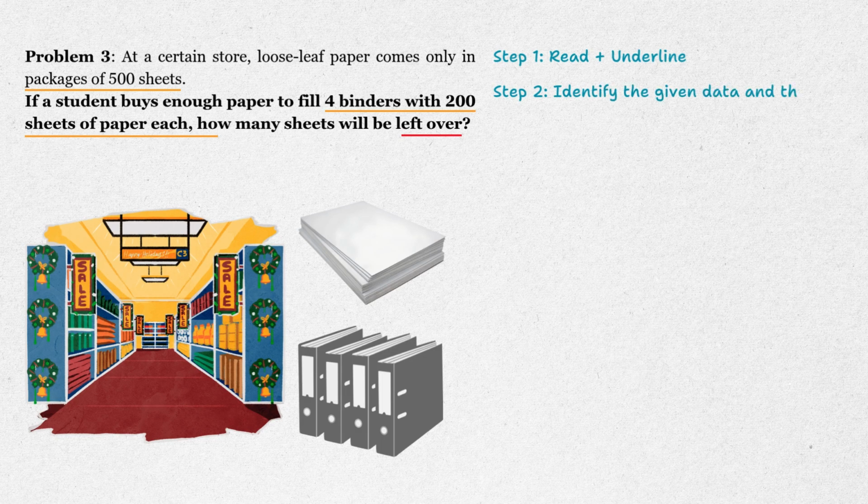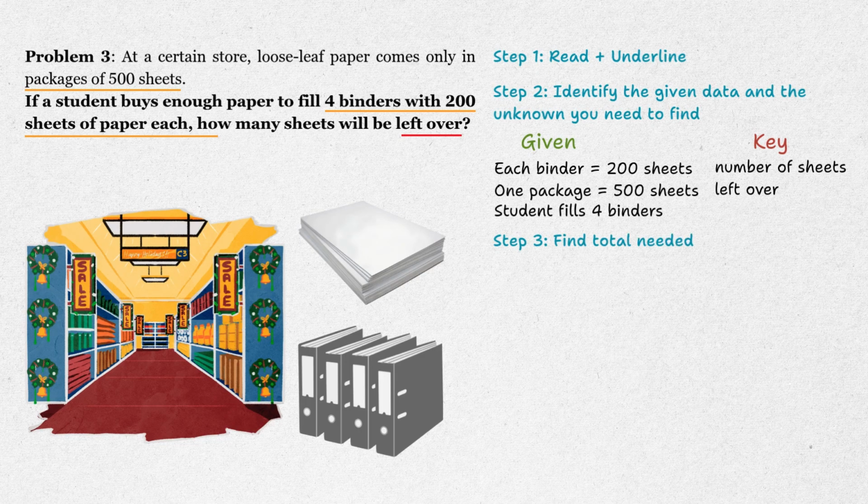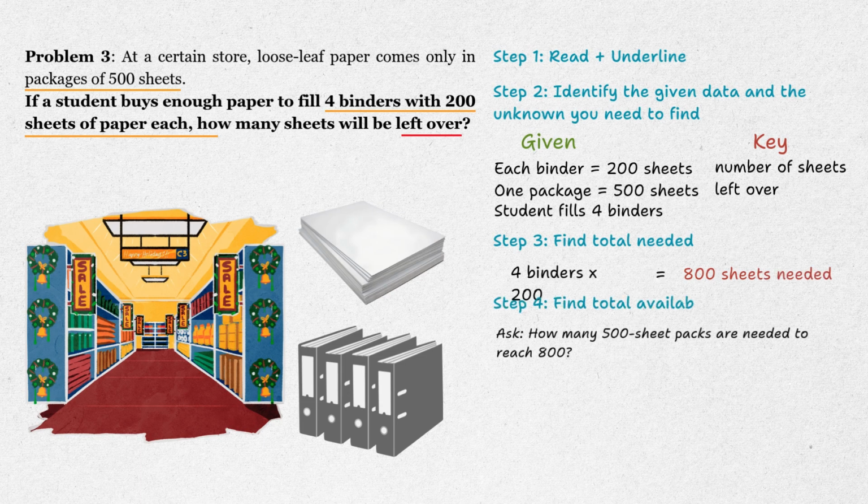Let's organize the information. What is given? Each binder holds 200 sheets. One package contains 500 sheets. The student is filling 4 binders. What do we need to find? The number of sheets left over after filling all 4 binders. To find out how much paper is required, multiply the number of binders by the sheets in each one. 4 times 200 equals 800 sheets needed. Next, ask yourself, how many 500-sheet packages do I need to reach at least 800?